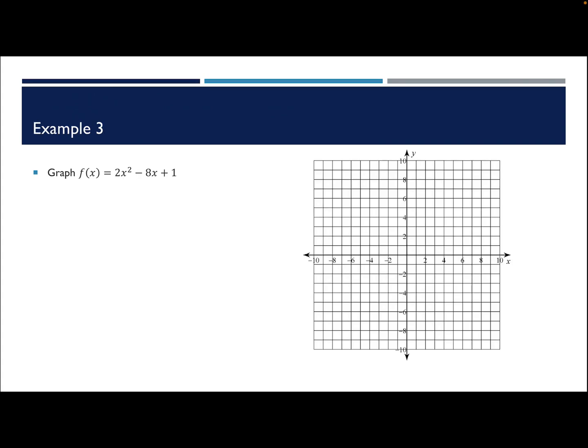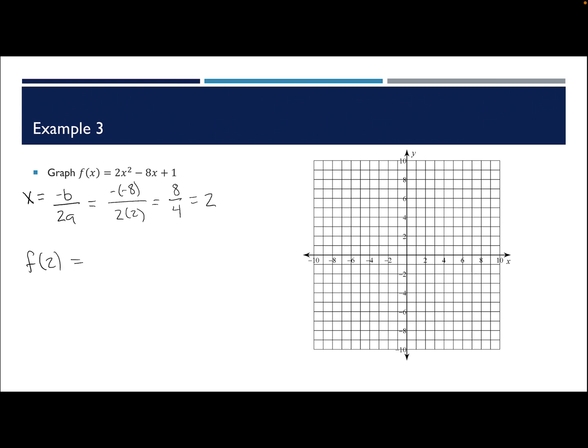So we need to graph 2x squared minus 8x plus 1. So first we need to find our x coordinate for the vertex. That's going to be x equals negative b divided by 2a. So that's going to give us negative negative 8 divided by 2 times 2, which is 8 divided by 4, which equals 2. So then to find the y coordinate, you take this value of 2 and substitute it in.